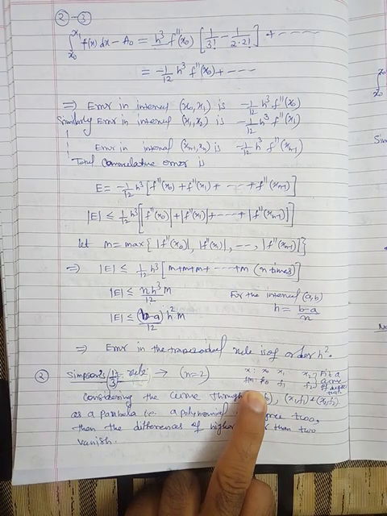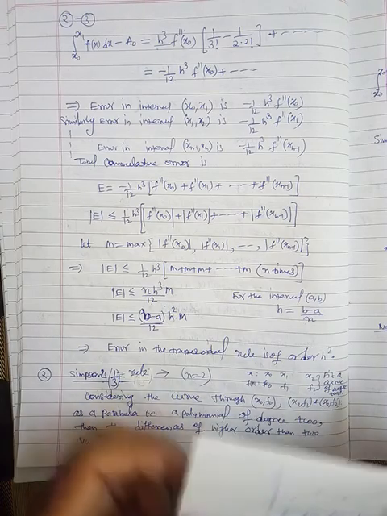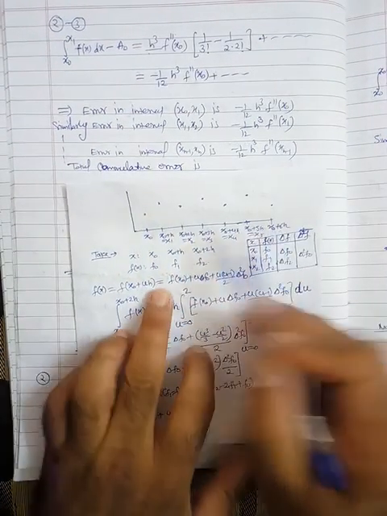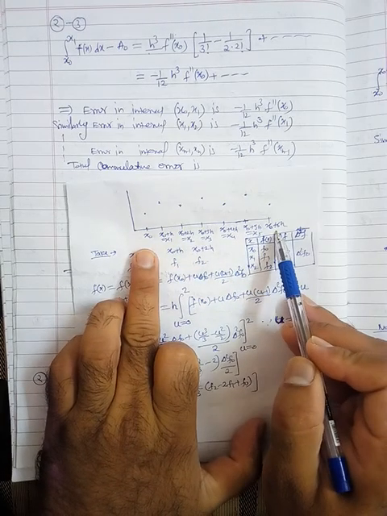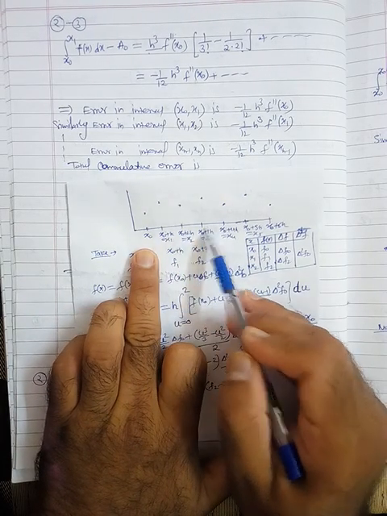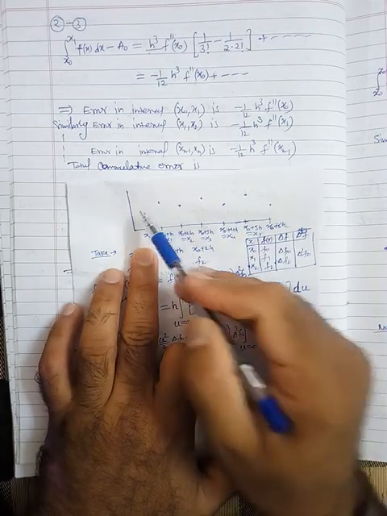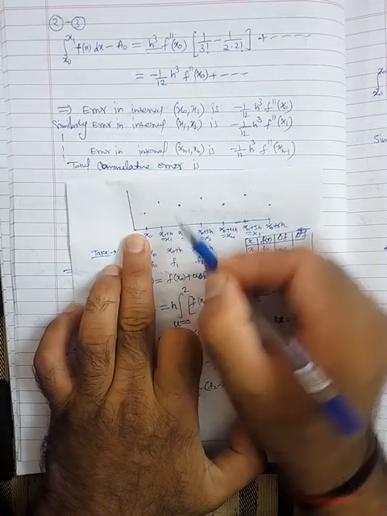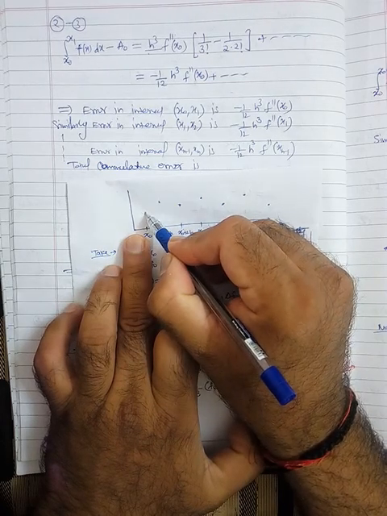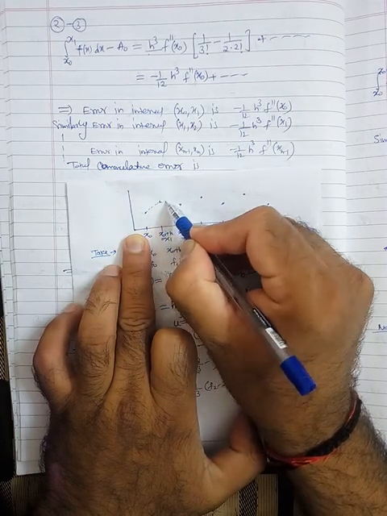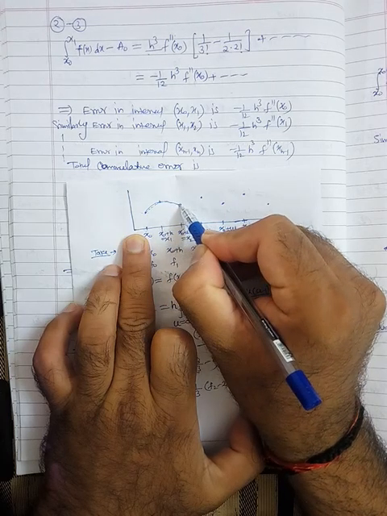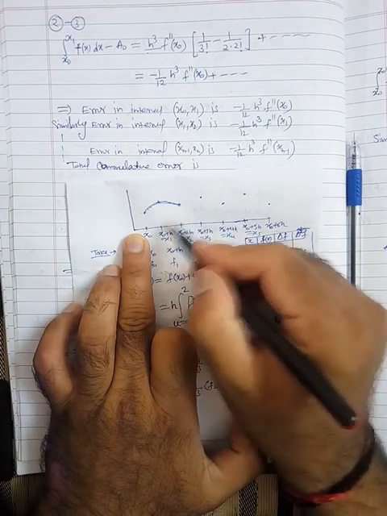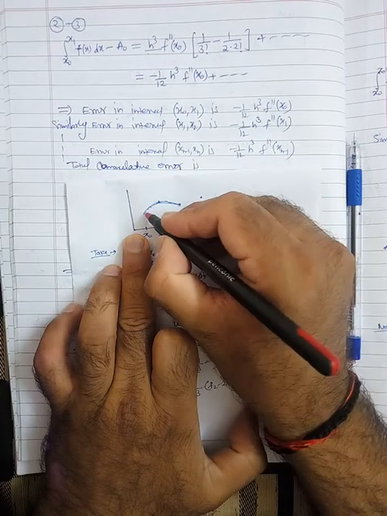So we are joining this. For example, suppose we have this data. We have taken this data x0 to x6: x0, x1, x2, x3, x4, x5, x6. We have these values. So we are joining these 3 points x0, x1, x2 by a curve. Suppose this is our exact curve. However, we are joining these points with an approximated curve. Suppose this is the red one.